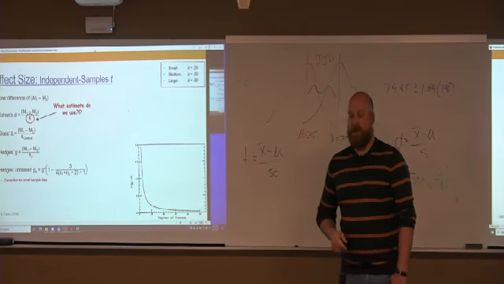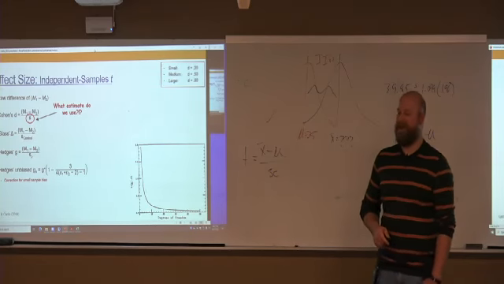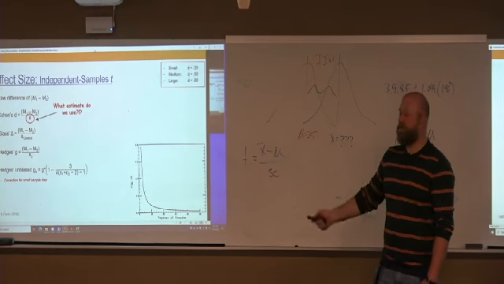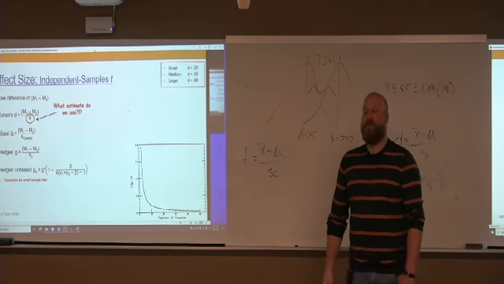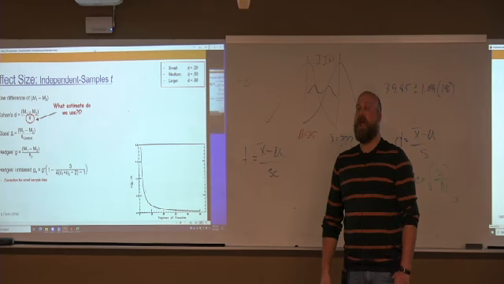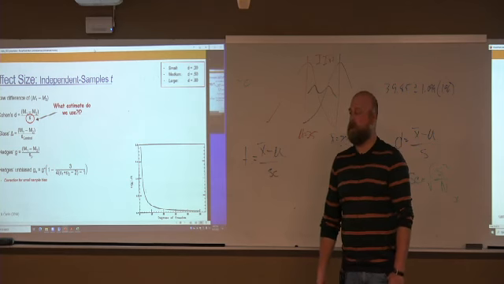And so the question is, how large should my sample be before I switch over? I don't know, right? It's up to you, depending on whether I'm concerned about overestimation of my effect size.